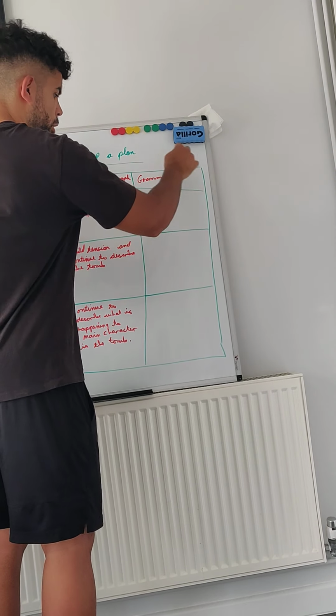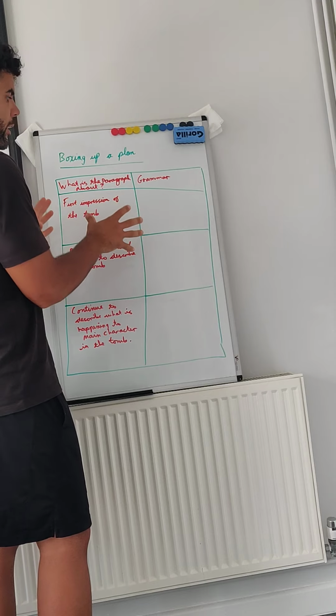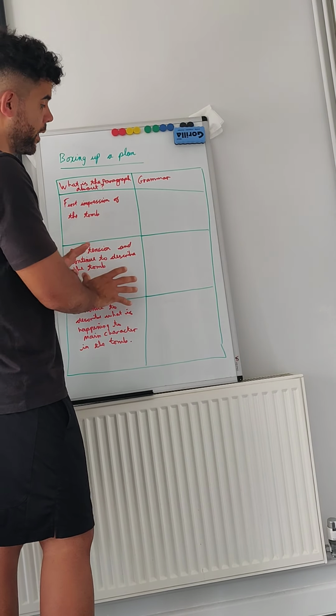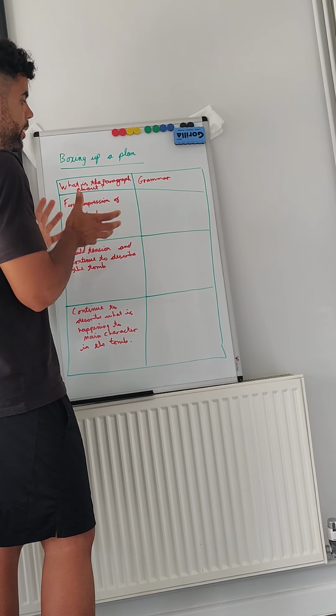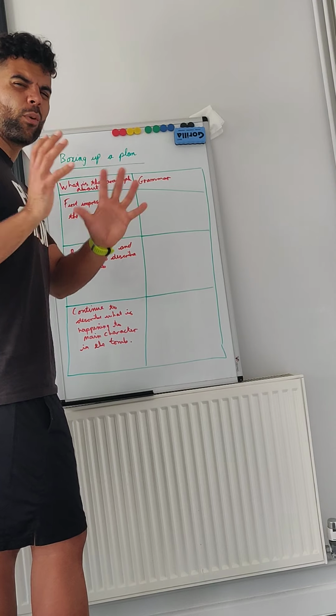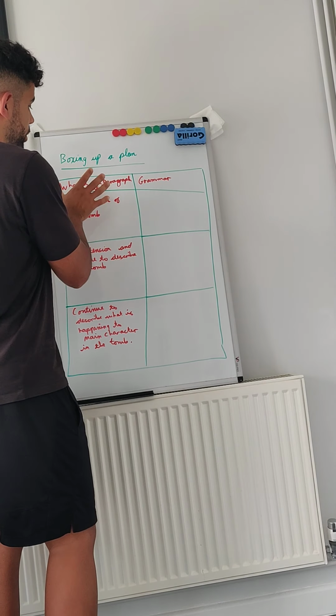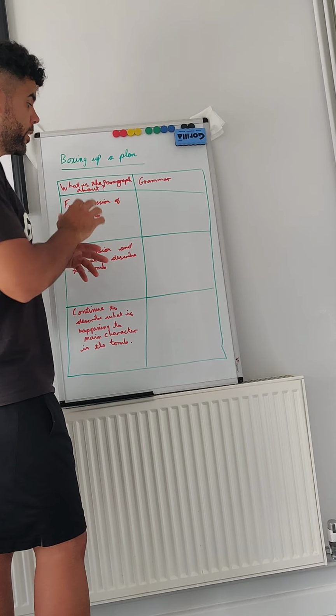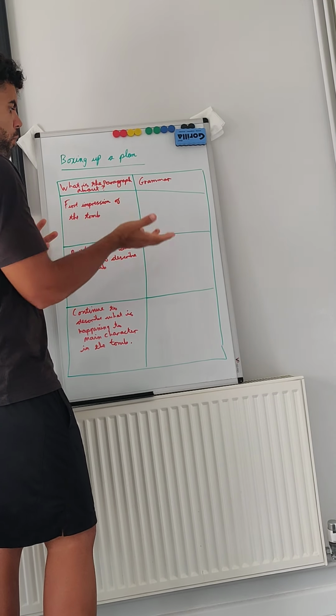So as I set out in the home learning, the first thing you need to do is just to create a box that looks like this. And on the left hand side, just so that we understand it a little bit better, you're going to say what the paragraph is about, okay? So what is the paragraph about? And I just put it into a question.